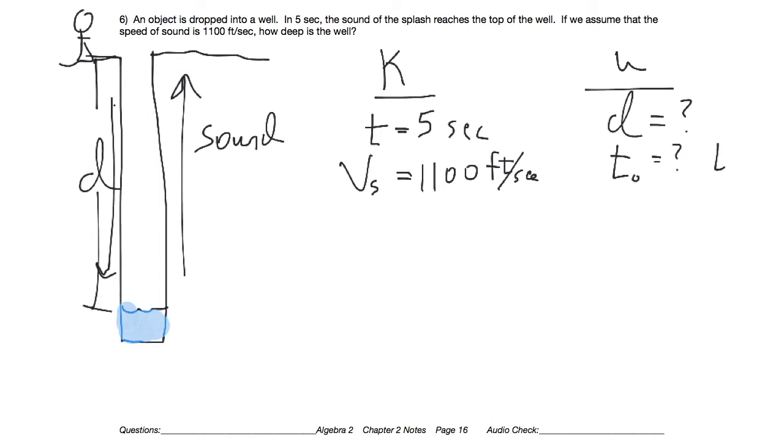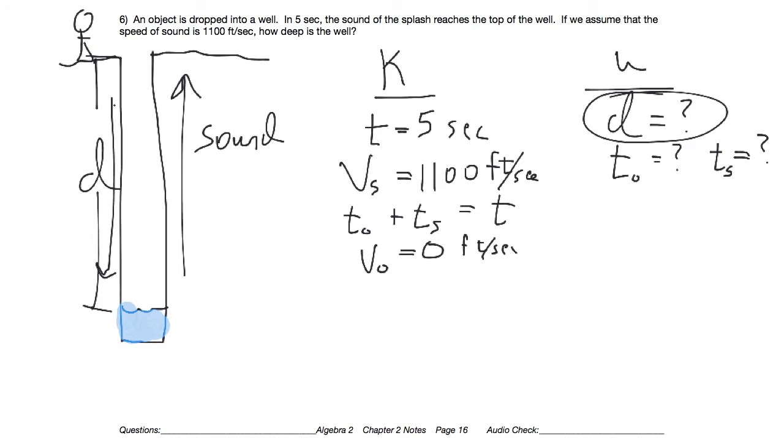Now, it might be helpful for us to introduce two more variables too. T_O, the time it takes the object to fall, and T_S, the time the sound takes to travel up. But remember, the depth is really our main unknown, and that's what we're looking for. So the relationship between T_O and T_S is the time it takes the object to fall plus the time it takes the sound to travel back up. And when you add those two together, you get the total time, which is T. We also know that V0 is 0 feet per second because the object gets dropped. So it doesn't start out getting thrown down, it starts out with a 0 velocity.